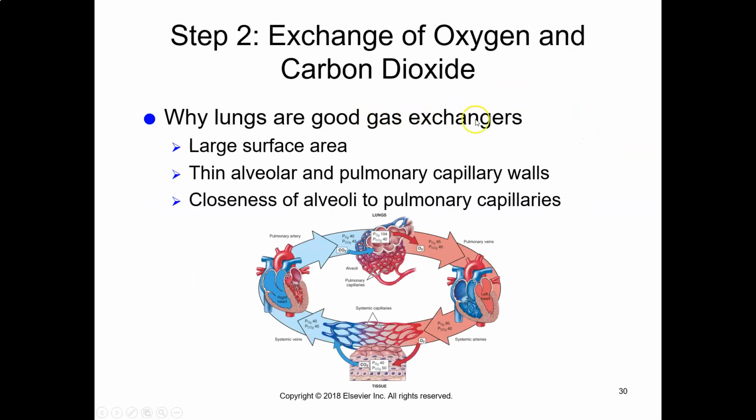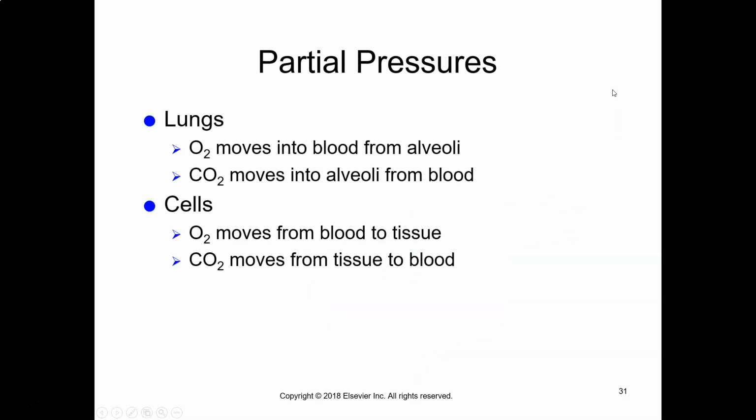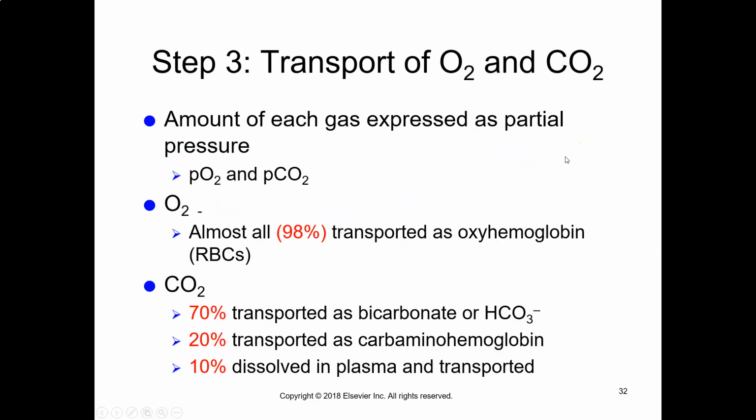We've talked a little bit about oxygen and carbon dioxide. Lungs are good because there are large surface areas in the lung. The alveoli are thin and can exchange that oxygen across the capillary walls. Oxygen moves into the blood from the alveoli, and CO2 moves from the blood into the alveoli. So that's how it circulates through your lungs.